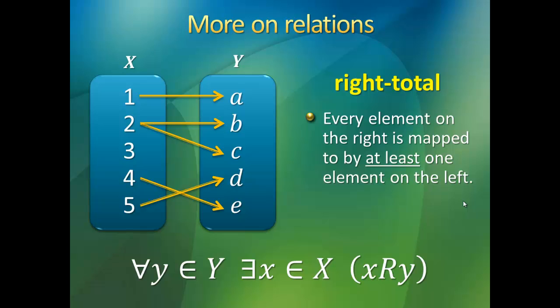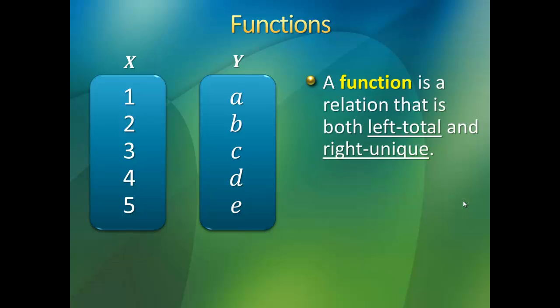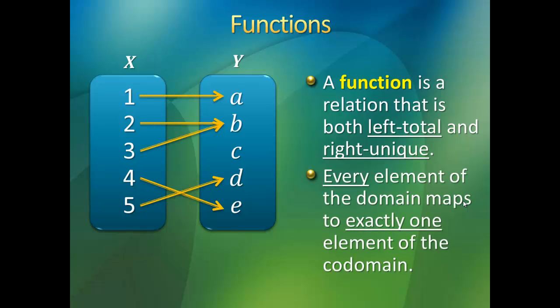These four properties, left uniqueness, right uniqueness, left totality, and right totality provide a rather convenient basis we can use to define another omnipresent concept in mathematics, the concept of a function. A function is defined as a relation that is both left total and right unique. In other words, for a relation to be classified as a function, every element of the domain must map to exactly one element of the codomain.